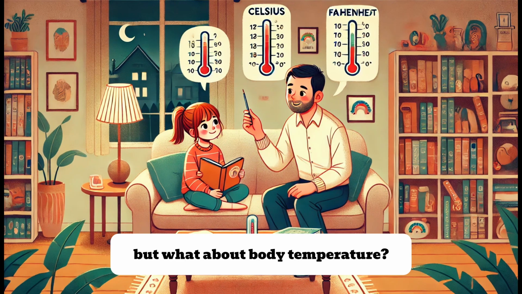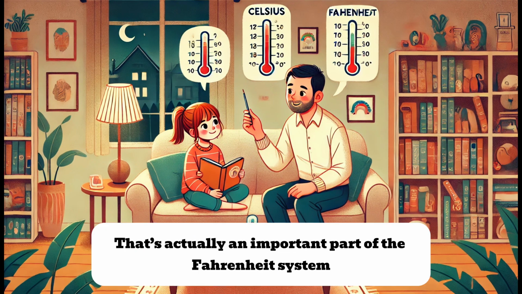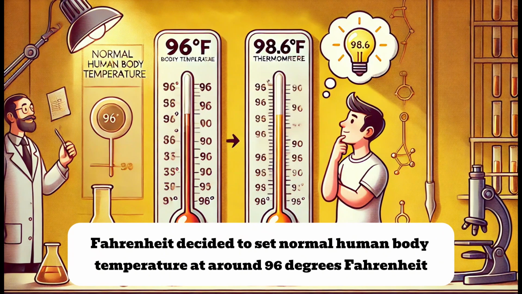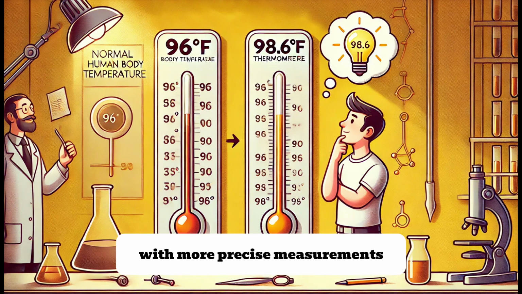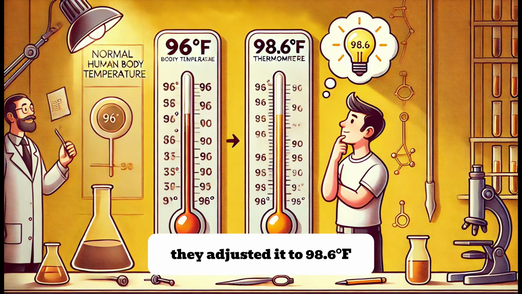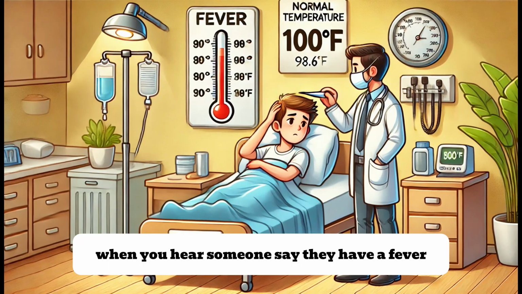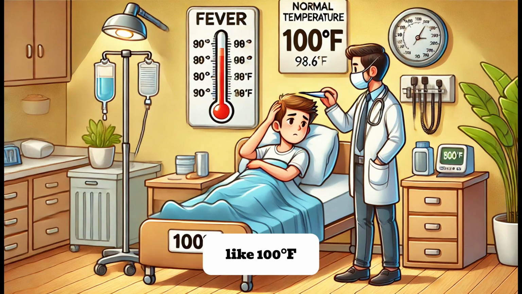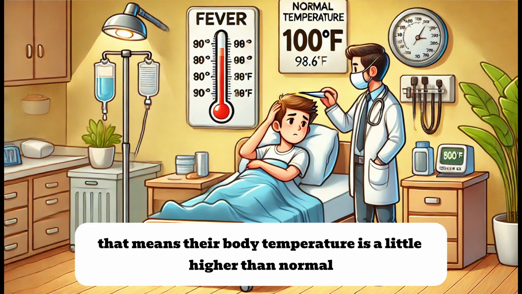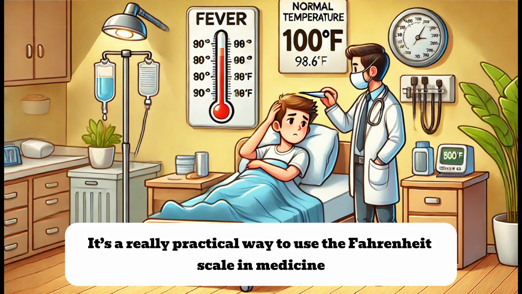Okay, but what about body temperature? How does that fit in? That's actually an important part of the Fahrenheit system. Fahrenheit decided to set normal human body temperature at around 96 degrees Fahrenheit. Later, with more precise measurements, they adjusted it to 98.6 degrees Fahrenheit. So, when you hear someone say they have a fever, like 100 degrees Fahrenheit, that means their body temperature is a little higher than normal. It's a really practical way to use the Fahrenheit scale in medicine.